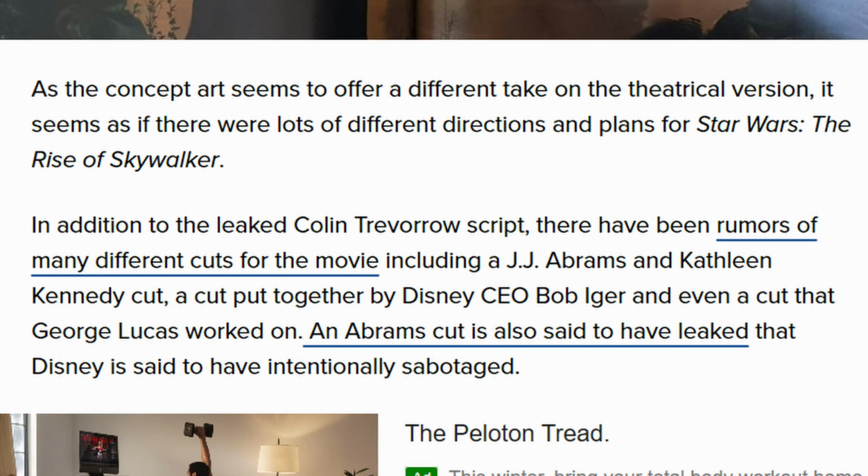As the concept art seems to offer a different take on the theatrical version, it seems as if there were lots of different directions and plans for Star Wars The Rise of Skywalker. In addition to the leaked Colin Trevorrow script, there have been rumors of many different cuts for the movie, including a J.J. Abrams and Kathleen Kennedy cut, a cut put together by Disney CEO Bob Iger, and even a cut that George Lucas worked on. An Abrams cut is also said to have leaked that Disney is said to have intentionally sabotaged.